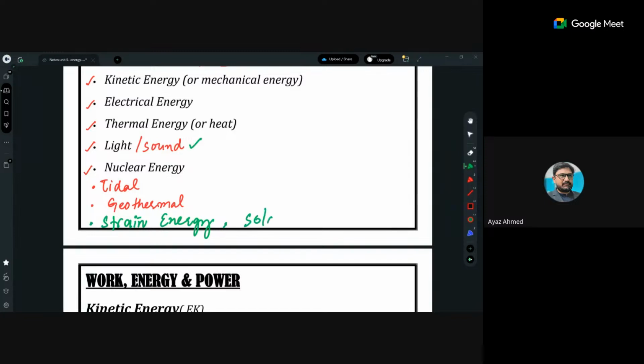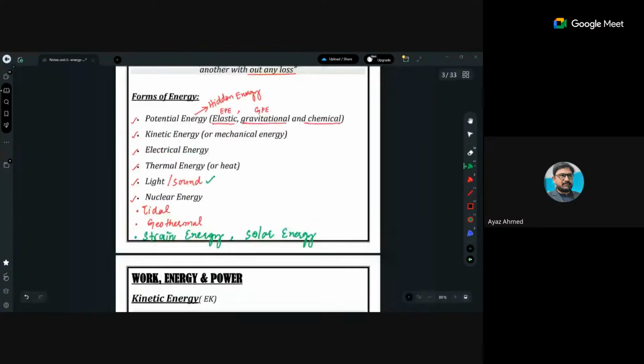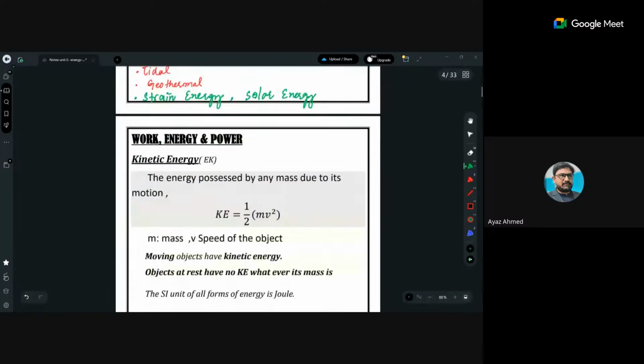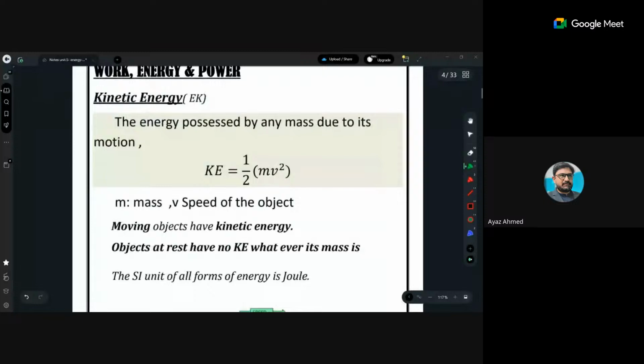So there are so many forms of energy. Solar energy, right? Is it clear? So these are some names which are included in your syllabus here as well. Okay? So you can remember all these names. So let's talk about kinetic energy and potential energy first.